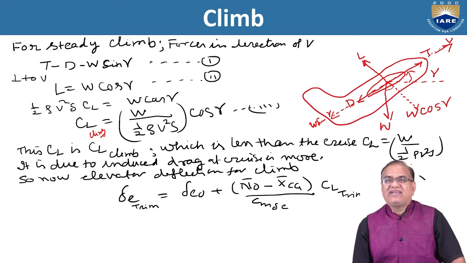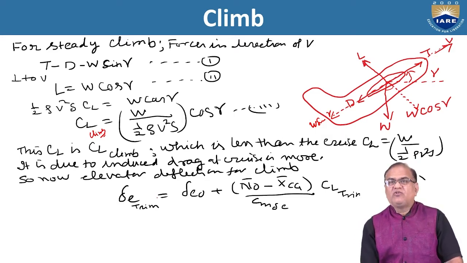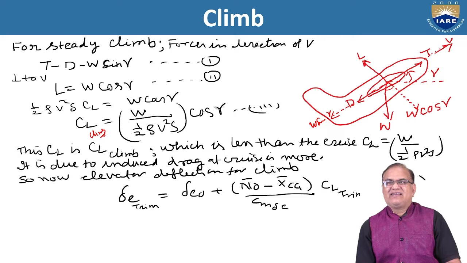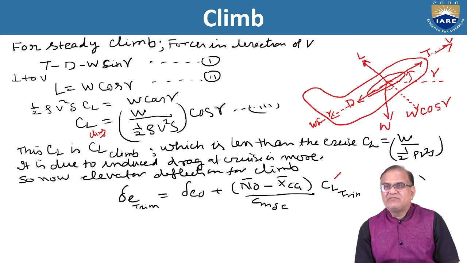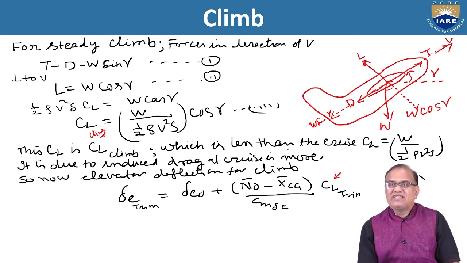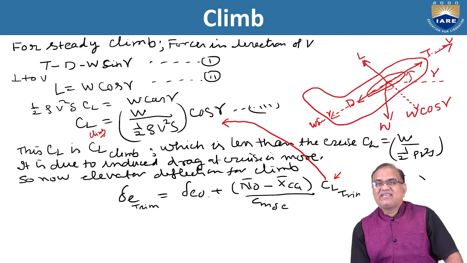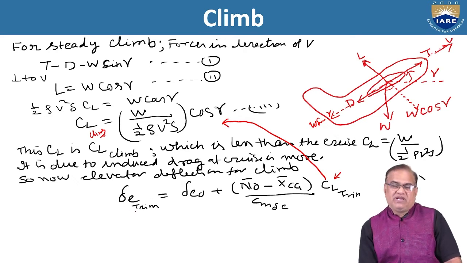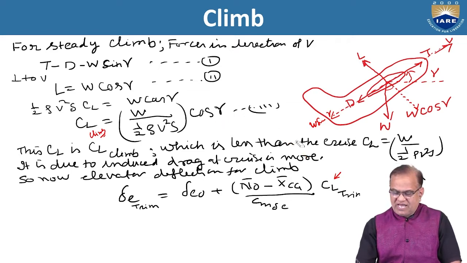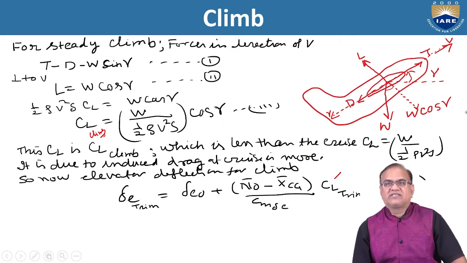Now, elevator deflection for the climb. We know that delta E trim is equal to delta E naught plus N naught minus XCG divided by CM delta E, into CL trim. I think we are very much familiar with this equation. For this CL trim, we have to put the value from equation 3. Then only we can get exactly how much delta E trim is required for this condition. So this type of thing we have to ensure, that all things are working.